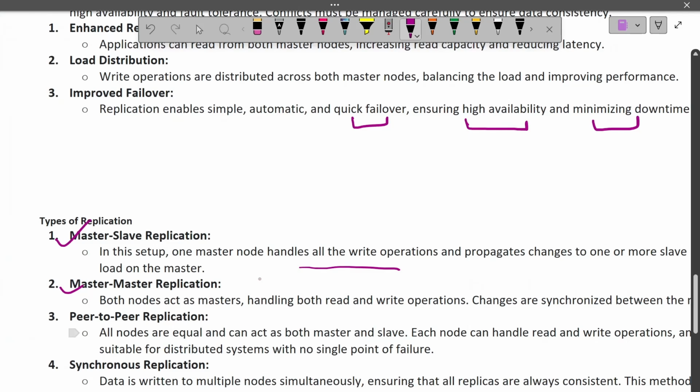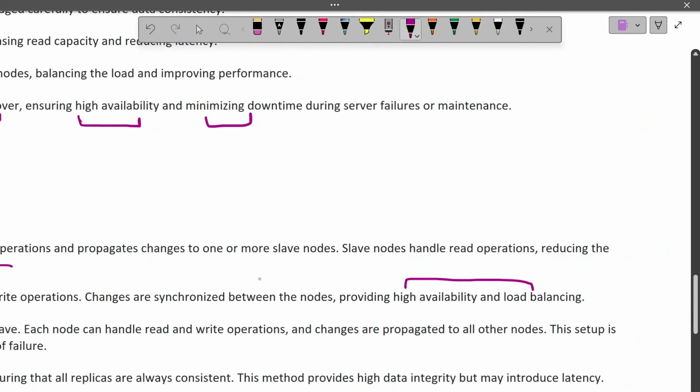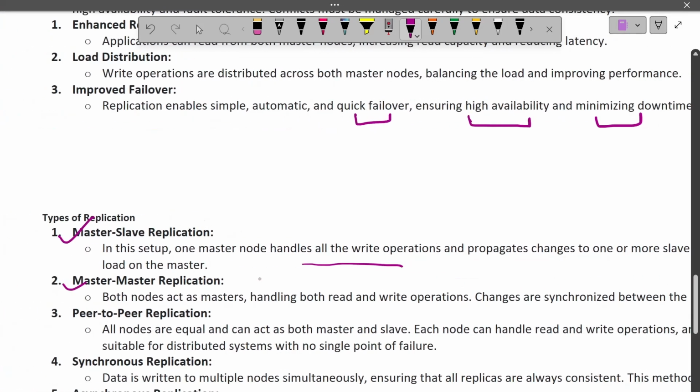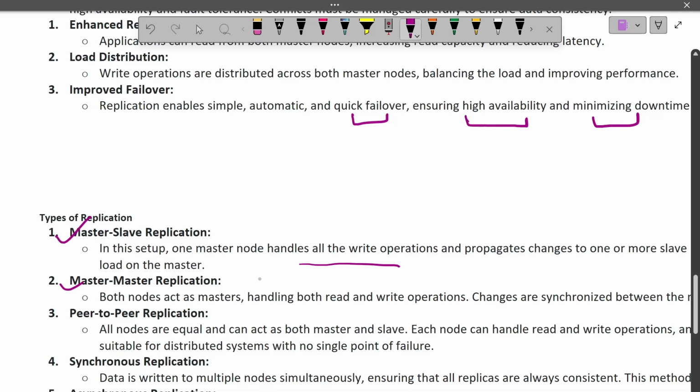Peer-to-peer replication is like everyone is equal. Each node will handle the read and the write operation. Changes will again be propagated to all nodes. This is needed for distributed systems which should not at all have a single point of failure. This is where we will use peer-to-peer replication.